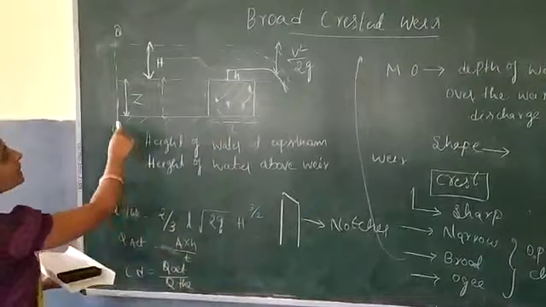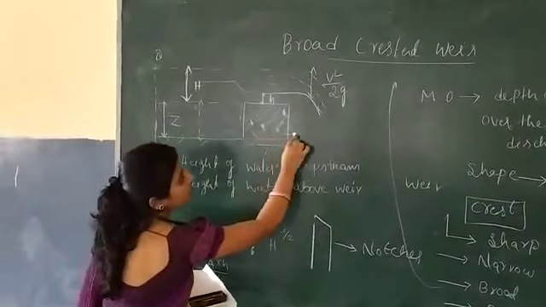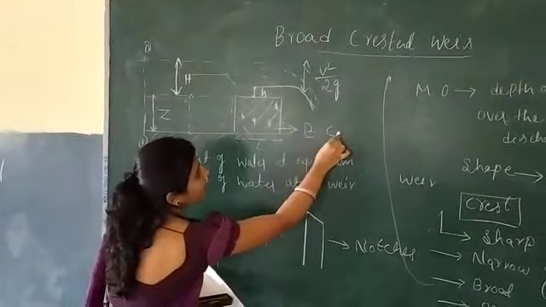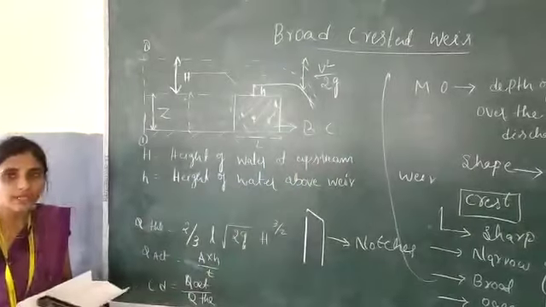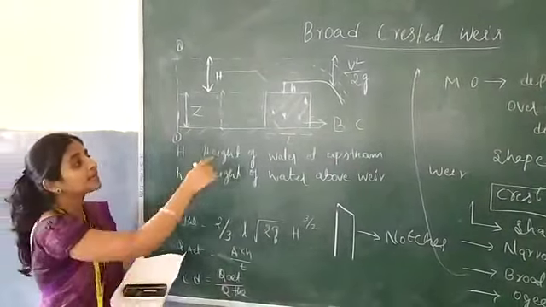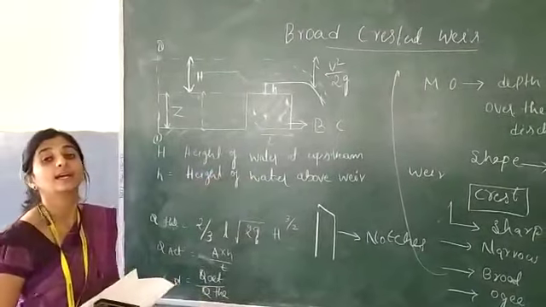You can see this figure, where they are constructing the broad crested weir, and the broad crested weir is always constructed in rectangular shape.